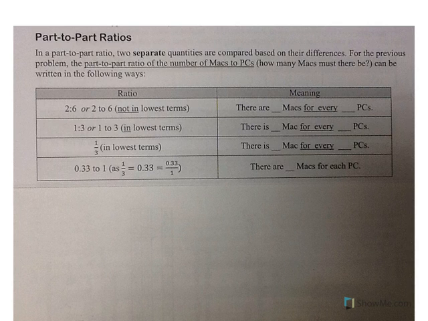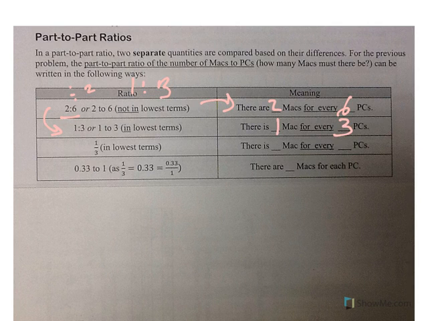In this case, we're talking about Macs to PCs, right? Different types of computers. So on the left-hand side here, it says we have 2 to 6. That's written as, or read as, 2 to 6, that's what the colon means, but it's not in lowest terms. So recall that if we divide both of them by 2, we would have 1 Mac for every 3 PCs, because 2 to 6 is the same as 1 to 3. Okay? So, oh, I reduced too quickly. There are 2 Macs for every 6 PCs here in the first one. When you reduce 1 to 3, there is 1 Mac for every 3 PCs, right?